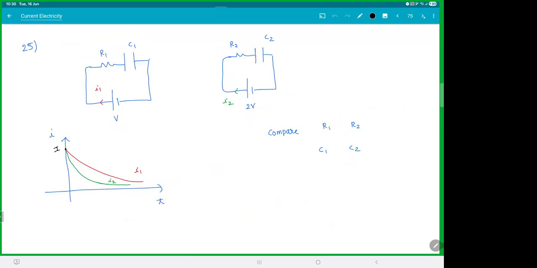The battery is not the same. V and 2V. I changed it. It's not V and 2V. I'll write it big. They have different batteries, different resistors, different capacitors.